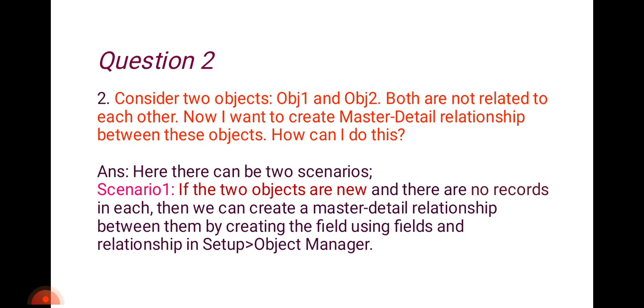Answer to second scenario based question. So there can be two scenarios. Scenario 1, if the two objects are new and there are no records in each, then we can create a master detail relationship between them by creating the field using fields and relationships in setup object manager.